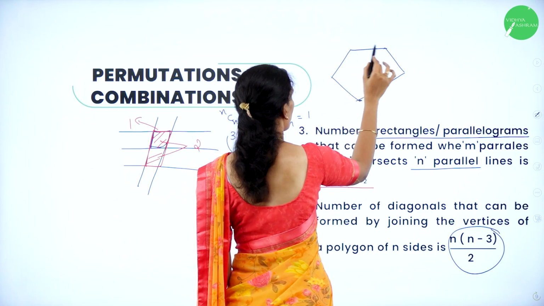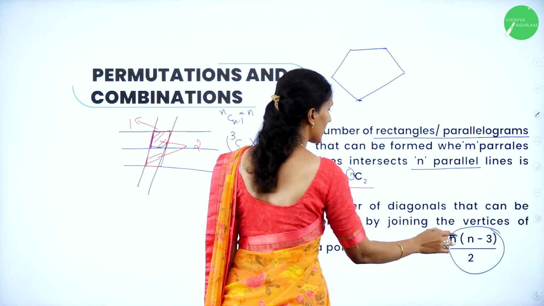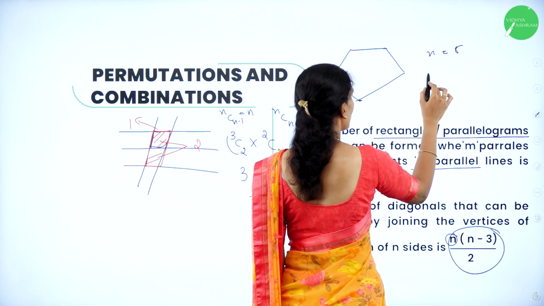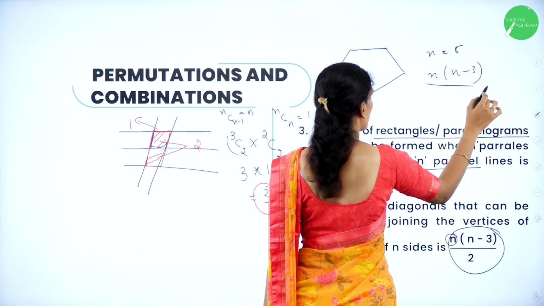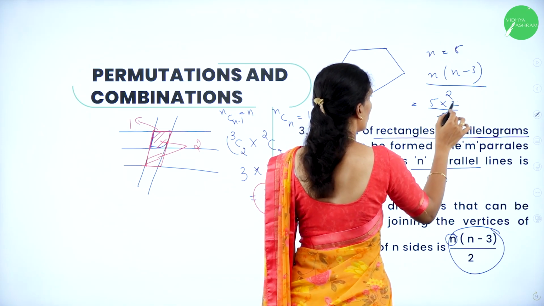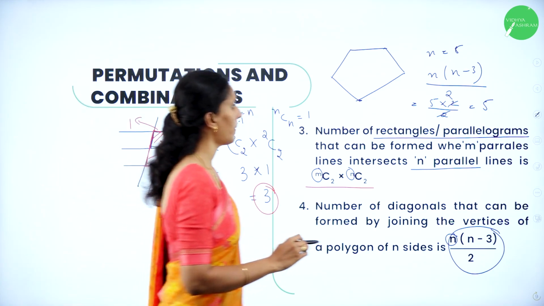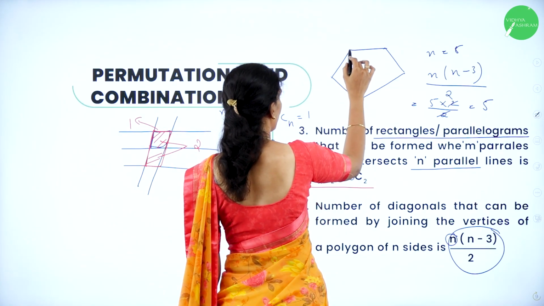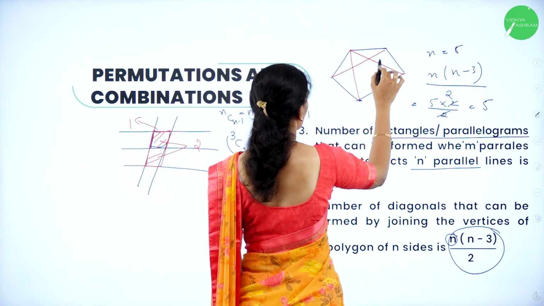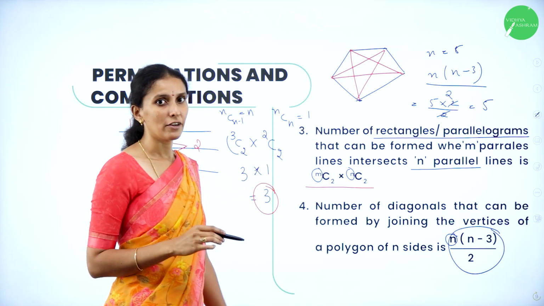So according to the formula, n is nothing but the number of vertices of a polygon. So here our n is equal to 5. So what is n into n minus 3 by 2? That is 5 into 5 minus 3, which is 2, by 2. So that is 5 diagonals possible according to the formula using a pentagon. So let me check this. This is one, this is 2, this is 3. So you check it. You will be getting 5 here.